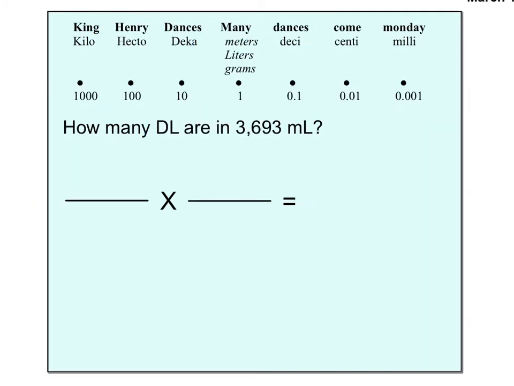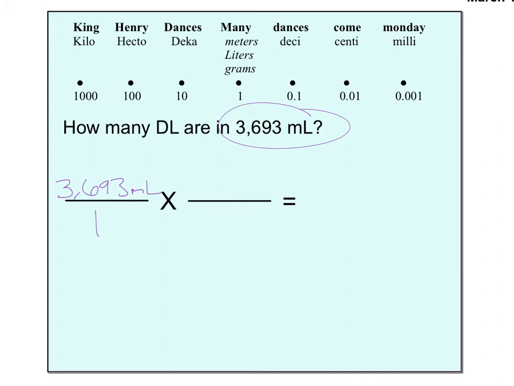All right, so here's one that's not started for you. Again, here's how your question would be phrased. How many deciliters are in 3,693 milliliters? Step 1, take this number that I've given you and put it over 1. So take exactly what's written, 3,693 milliliters, and write that over 1, because anything divided by 1 is just itself.